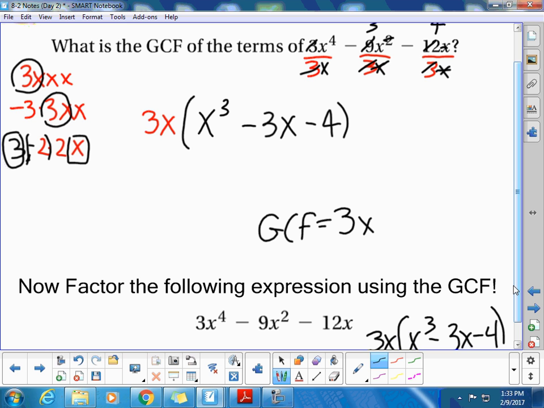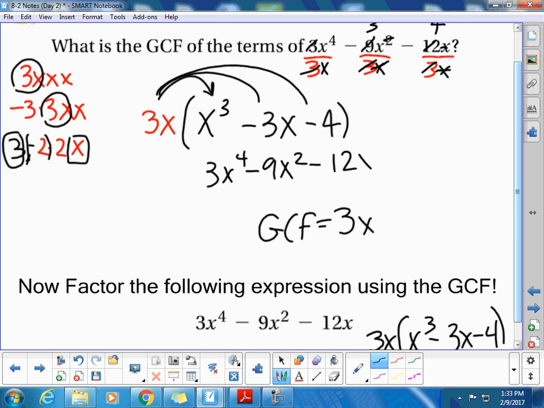x to the third minus 3x minus 4. How can you be sure if you're right? You could try distributing it and going back to check it. So if I wanted to check it, I would do this: 3x to the fourth minus 9x squared minus 12x. So that's the way you check it, is you distribute the greatest common factor back into the term and see if you get what you started with.